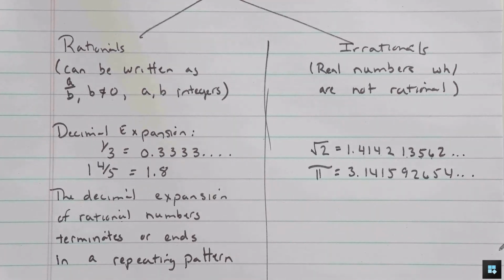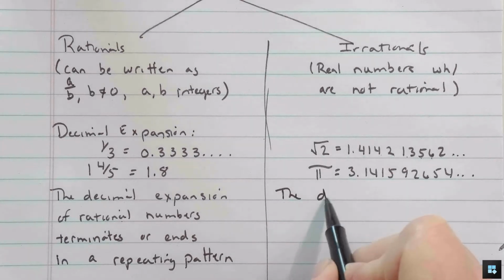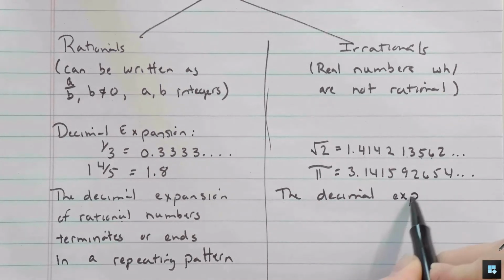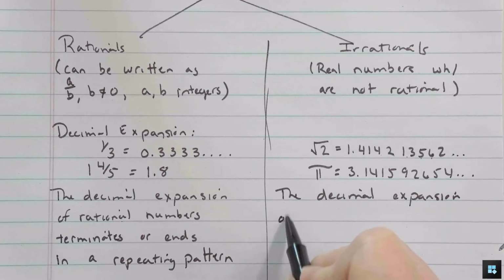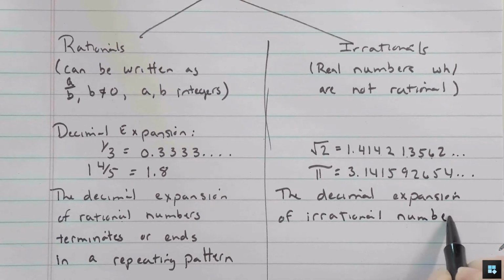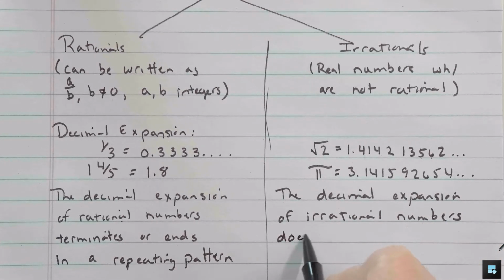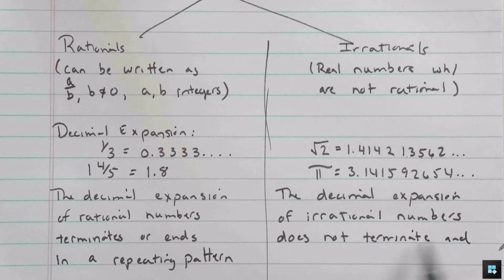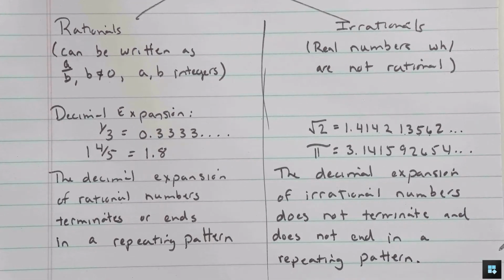The decimal expansion of irrational numbers does not terminate and does not end in a repeating pattern. The decimal expansion of irrational numbers does not terminate and does not end in a repeating pattern.